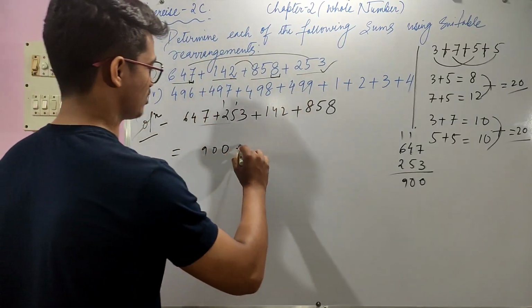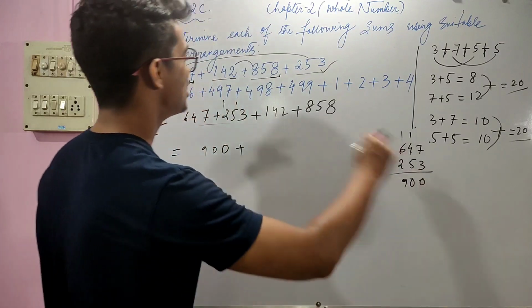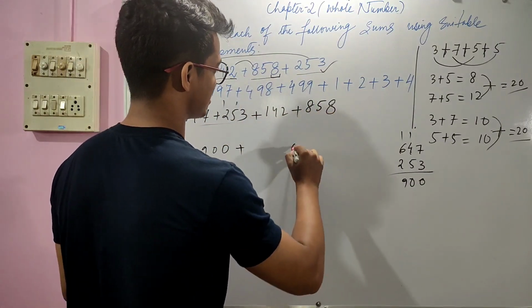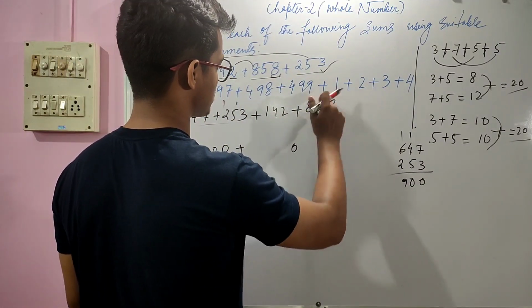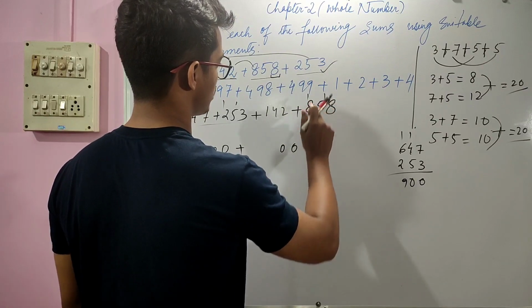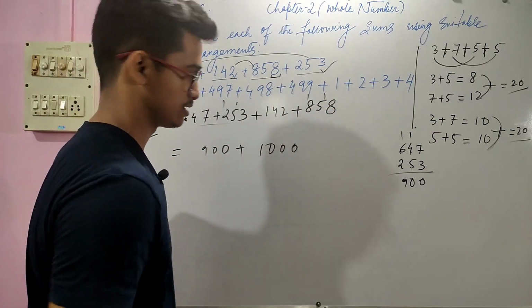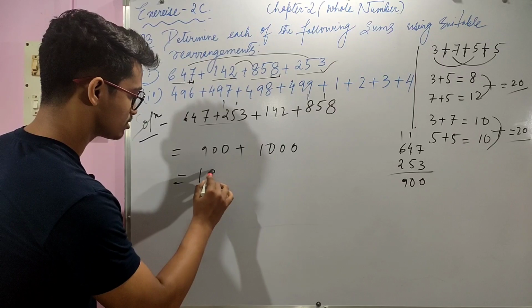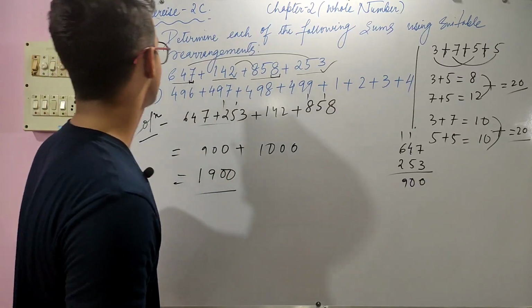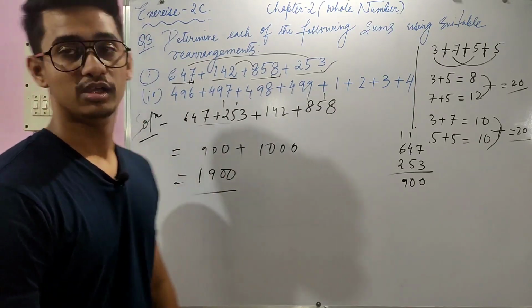Let me just calculate, because I am not getting your response basically. So 2 plus 8 is 10, 1 carry, 5 plus 4 is 9, plus 1 is 10, carry, 8 plus 1 is 9, 9 plus 1 is 10. So the answer will be 1900. So that is the answer for question number 3-1.